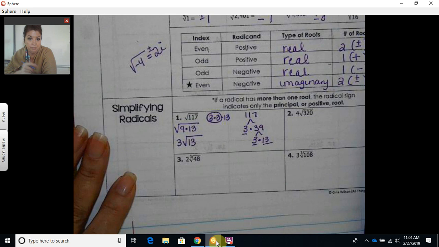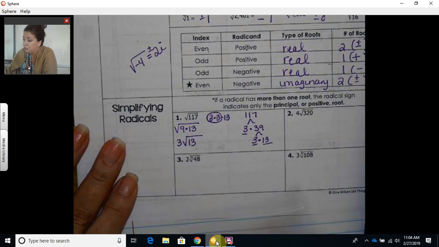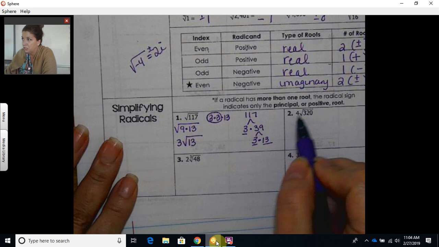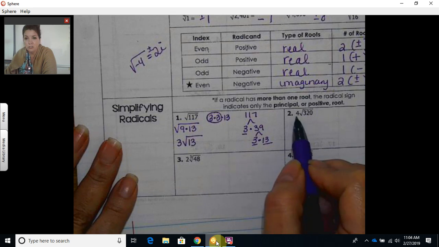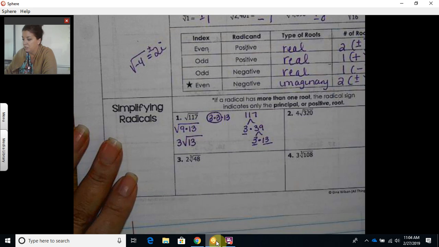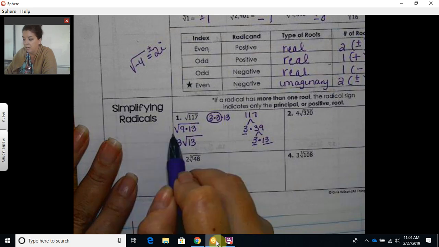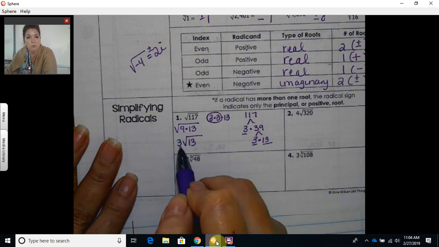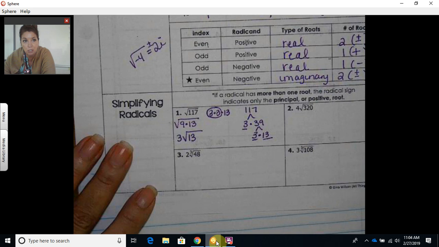Okay? Now when y'all do number 2 on your own, notice it has a coefficient of 4. So anytime you have a coefficient, just multiply it by whatever you take out of the radical. So say in this example, we would have started with a 4 out there, then I would just multiply the 4 times the 3 that I took out and have a 12. Okay? Look at number 3. It's the cubed root of 48. 2 times the cubed root of 48.